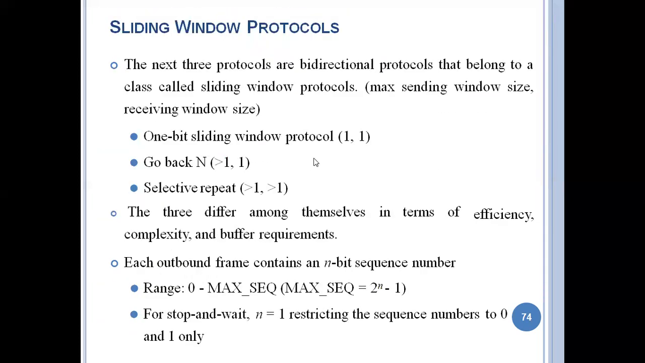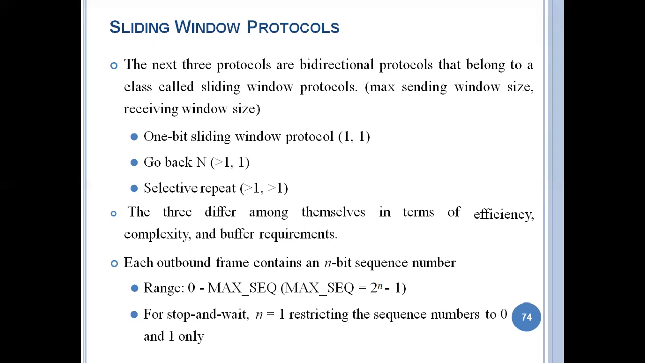Now, sliding window protocols. The next three protocols are bidirectional protocols. The protocols we have discussed up to now are unidirectional protocols, meaning unidirectional or half transmission, one-way transmission. The first protocol was purely unidirectional: the sender always sends the data packet and the receiver always receives it.